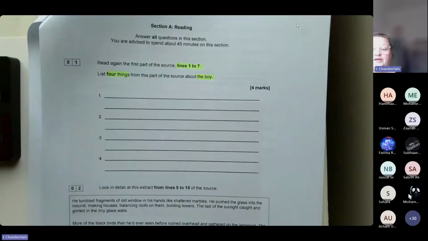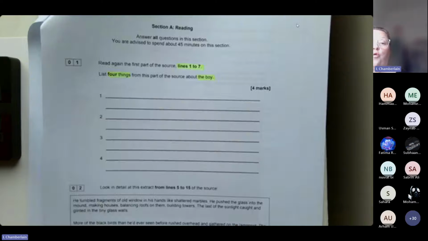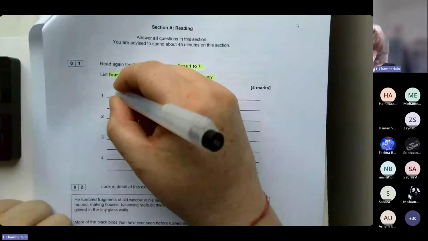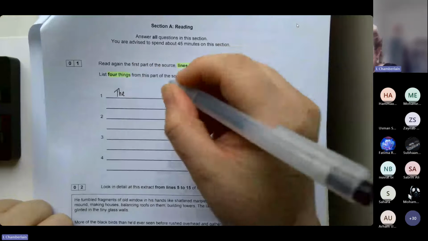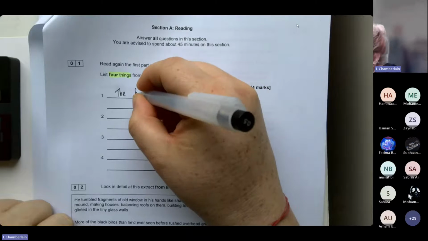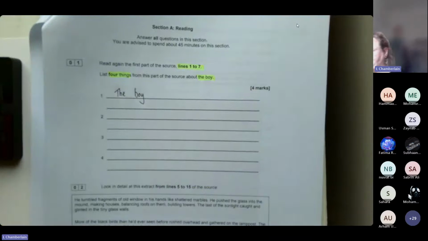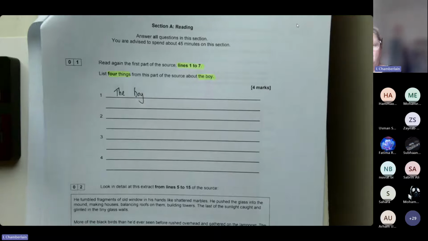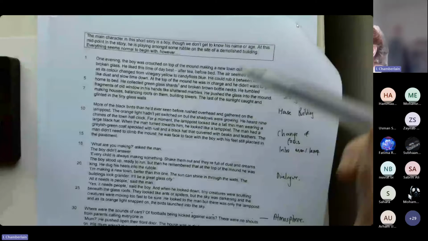2 things to point out here. Firstly, it wants you to list 4 different things, okay? So you need to make sure that the 4 pieces of information that you list are different. Secondly, it wants you to ensure that the information you're listing is about the boy. Now, an easy way to make sure that you're going to hit that criteria is simply to start each of your sentences with the noun phrase. So in this instance, we might write the boy. And then the key thing is that we pick out information from lines 1 to 7 that's going to help us answer that specifically. So we look again at line 1 to 7.